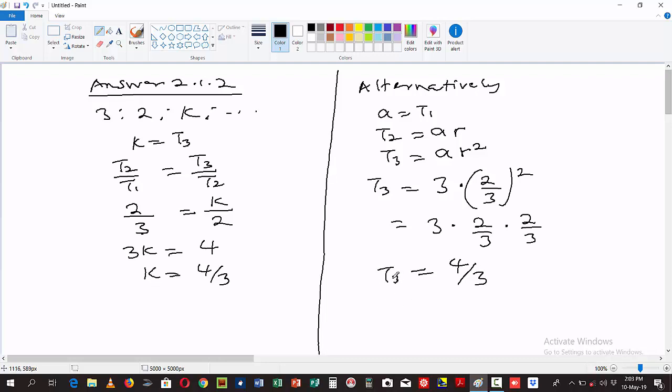Remember that K is equal to T3. Therefore, K is equal to 4 over 3. The first method and the second method, we have the same answer. So, therefore, our K is equal to 4 over 3. That is the answer for question 2.1.2.